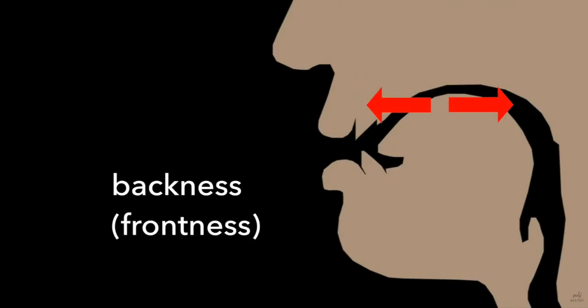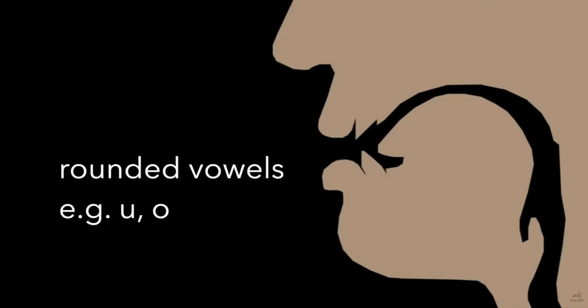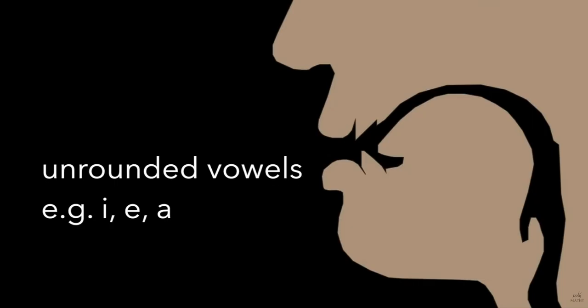The next feature falls on the horizontal axis, and it is called frontness or backness, normally backness, how far forward or how far back the articulation of the vowel sound occurs in the mouth. And the third feature is called roundness, and this refers to how round the mouth is. For example, in certain vowels like oo and o, the lips are rounded, but in other vowels like I, e, a, those vowels are unrounded.